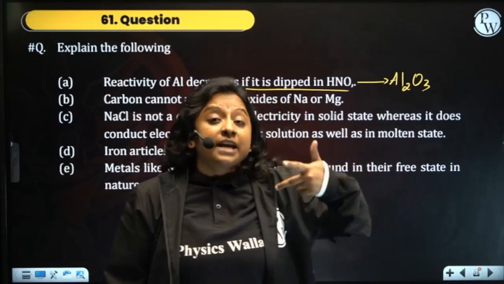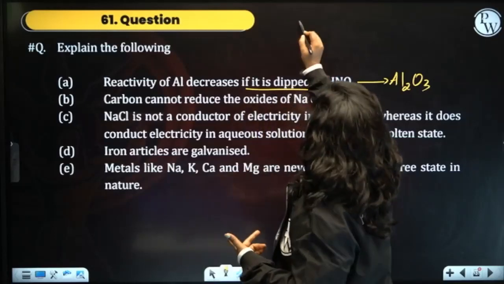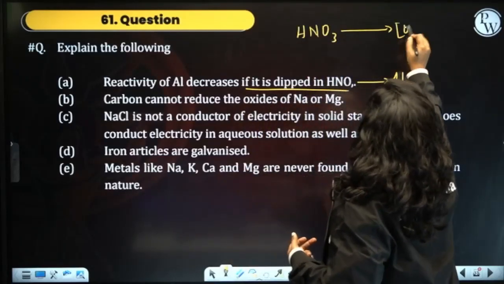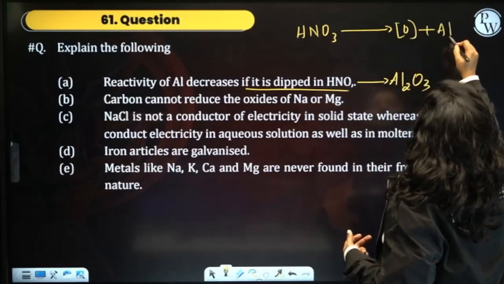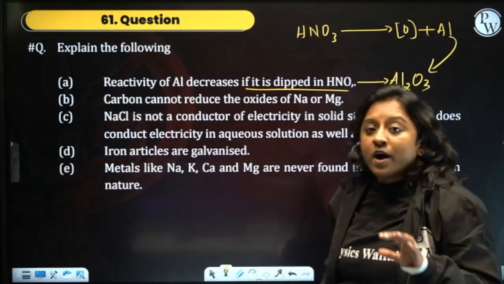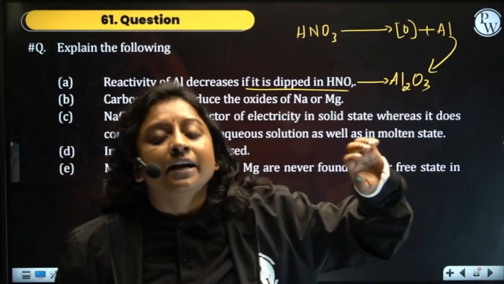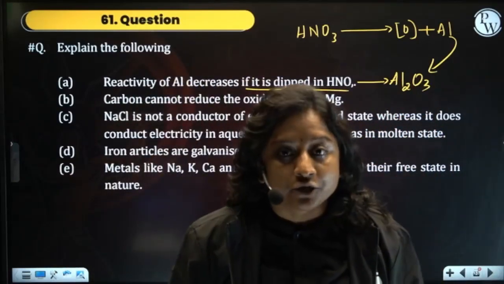How did that Al2O3 form? HNO3 releases oxygen. This oxygen reacts with aluminum to form Al2O3. Once this Al2O3 is formed upon the surface of aluminum, it will become inert for the further reactions.